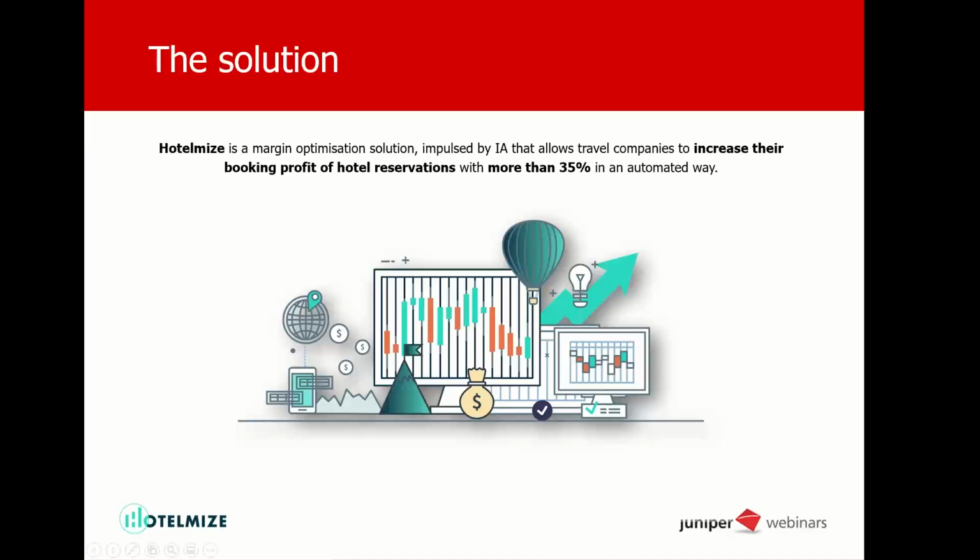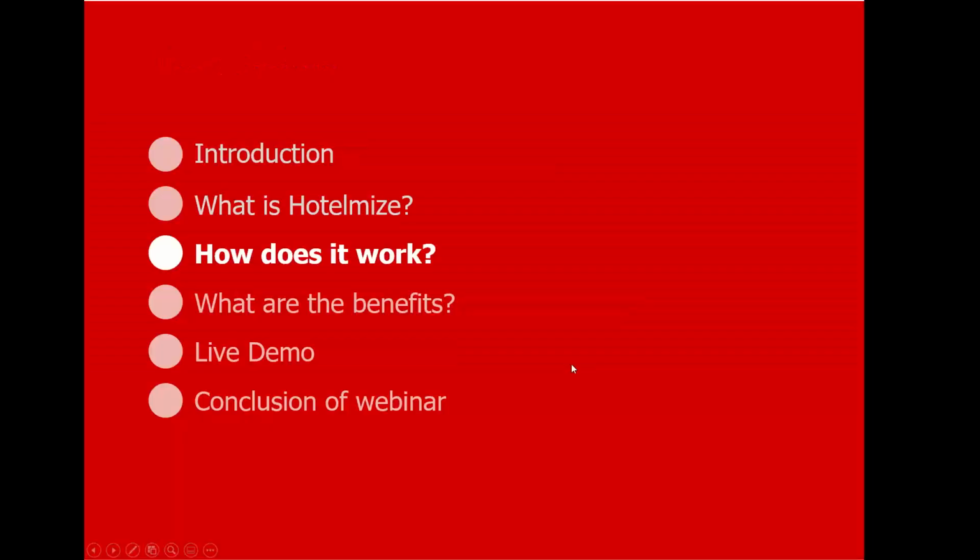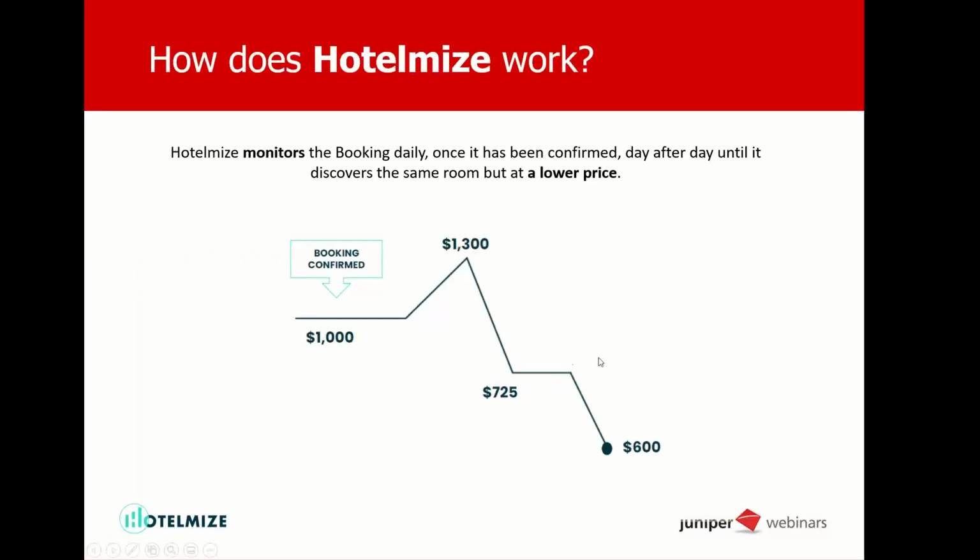There you go. So the solution that Hotelmize is offering is the following. We developed a margin optimization solution that allows travel companies to increase their booking profit from hotel reservations activity by more than 35% in an automated way. How does it actually work?